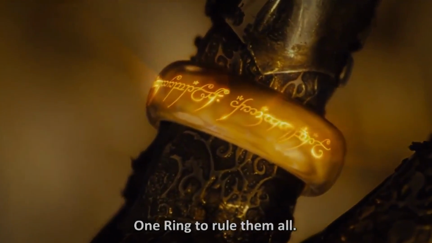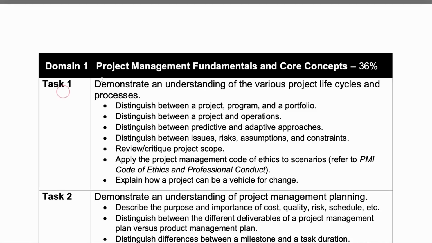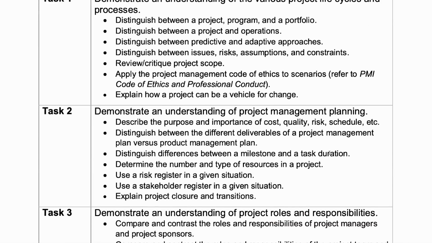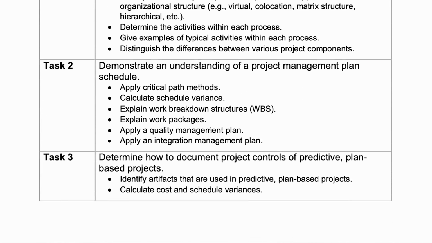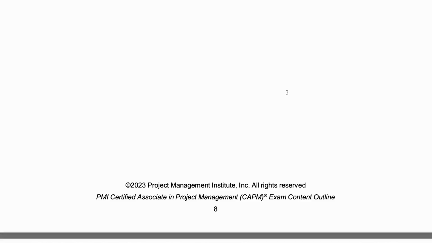So the key to passing your CAPM exam resides with one master document, kind of like in the Lord of the Rings. There's one ring to rule them all, and it's called the CAPM Exam Content Outline. Your exam tests every single concept that's listed inside this document across each domain.